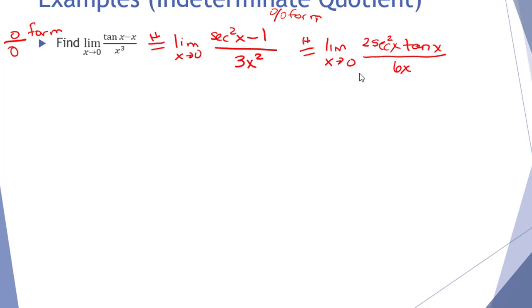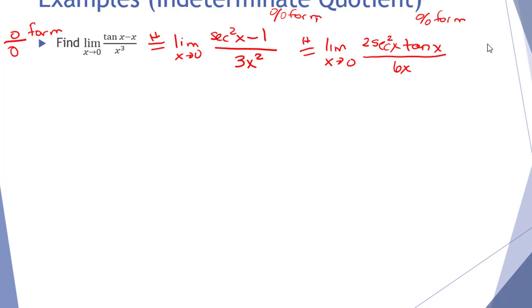Okay, so now when we try to plug in 0, which is a good instinct to have, we want to see if this fixed our indeterminate form. The secant squared of 0 is, again, 1, times 2 is 2, but the tangent of 0, that's 0. So that zeroes out my numerator. And then, yeah, I've got another 0 in my denominator. So this is, again, a 0 over 0 form.